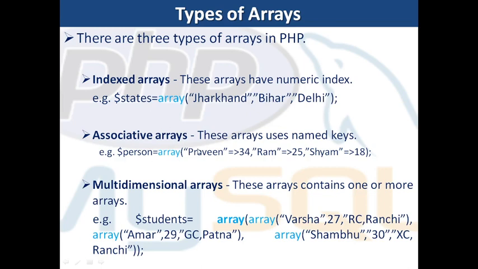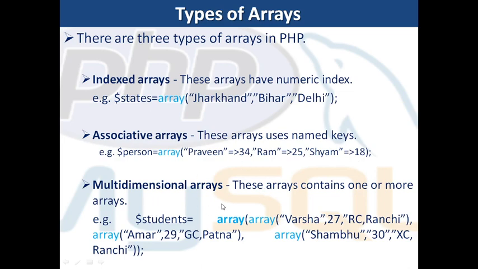Associative arrays use named keys. So here the key is Praveen, and his age is 34. This is the key for the second element, Ram, and it is pointing to his age, 25 years. And then another key is Syam, his age is 18 years.